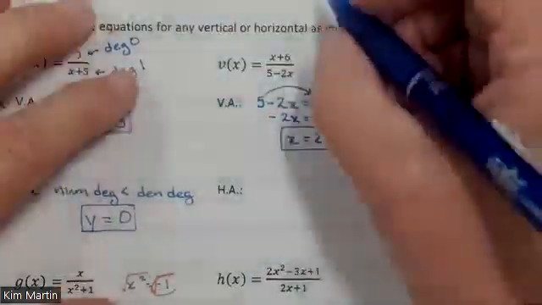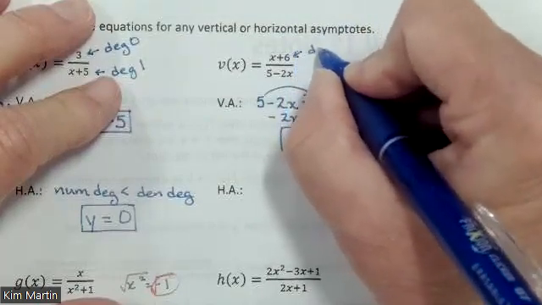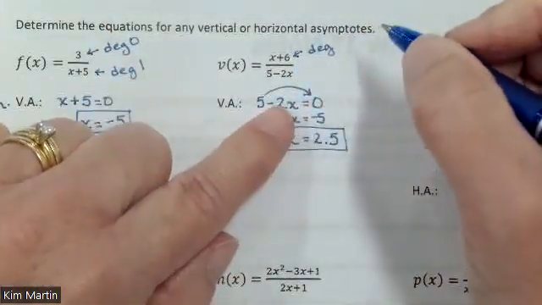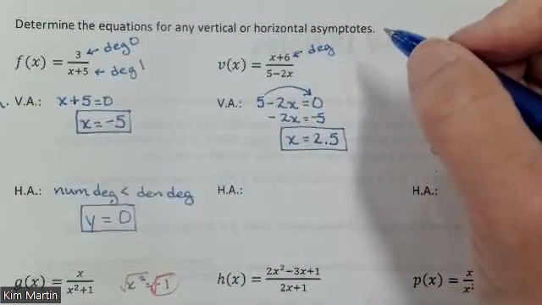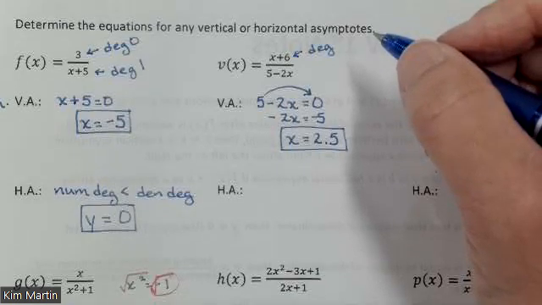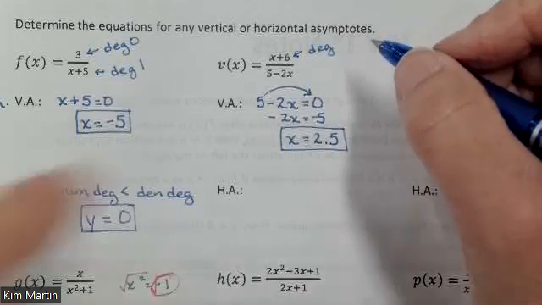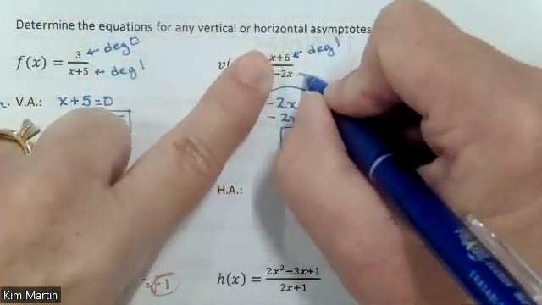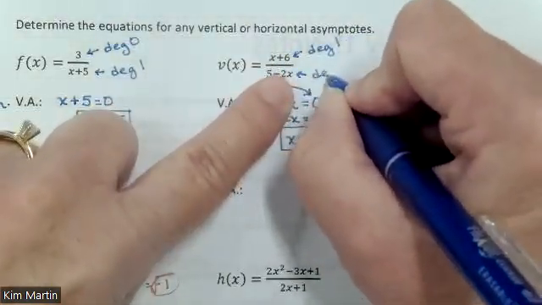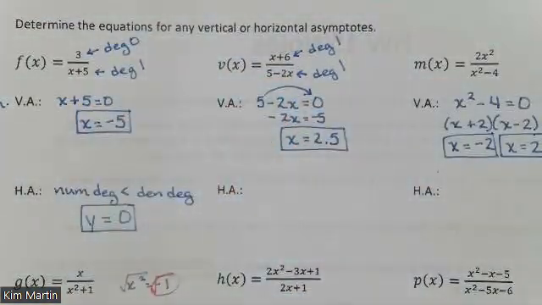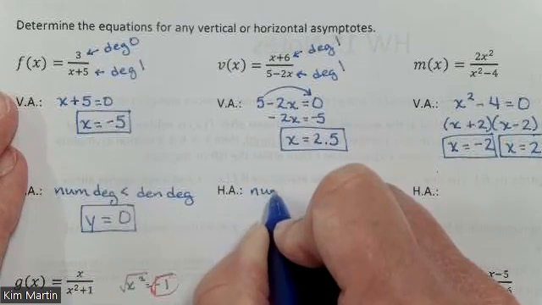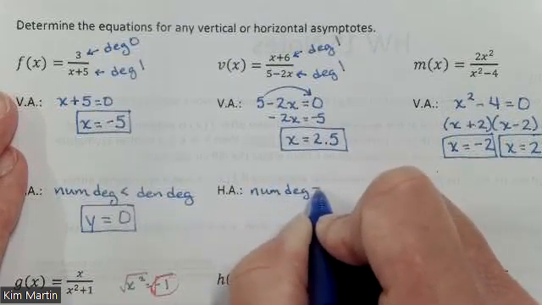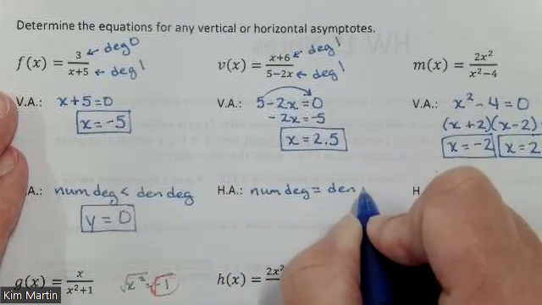So right here, what is my degree here? Anybody know? Do you know how to find the degree? We talked about it. It's the highest exponent on x. So this one would be 1. And same thing here. Now, it's kind of important because that is where the leading coefficient comes from as well. So the numerator degree equals denominator degree.